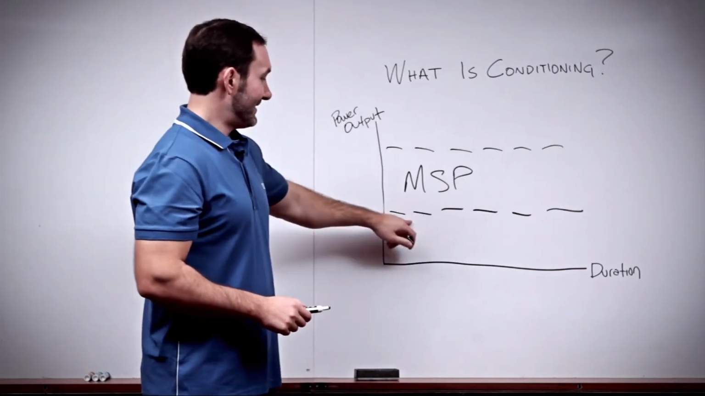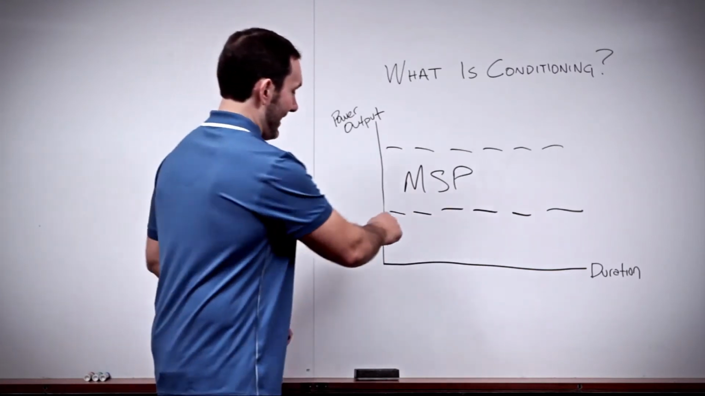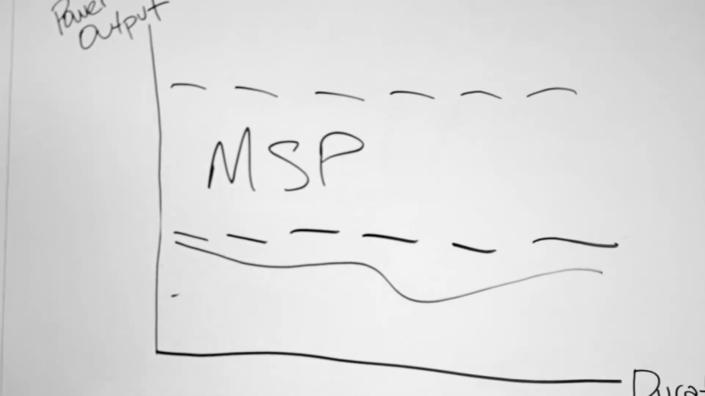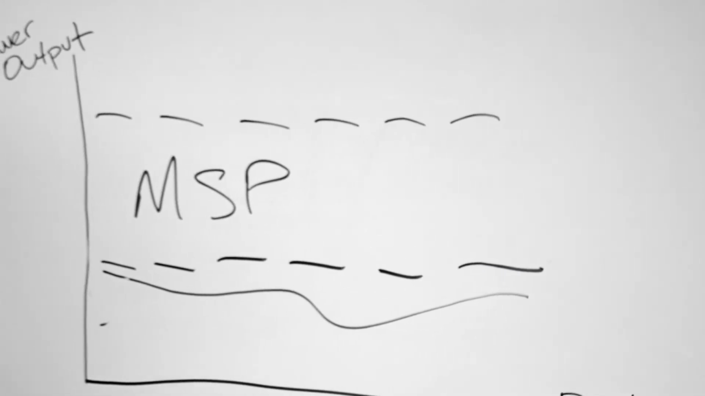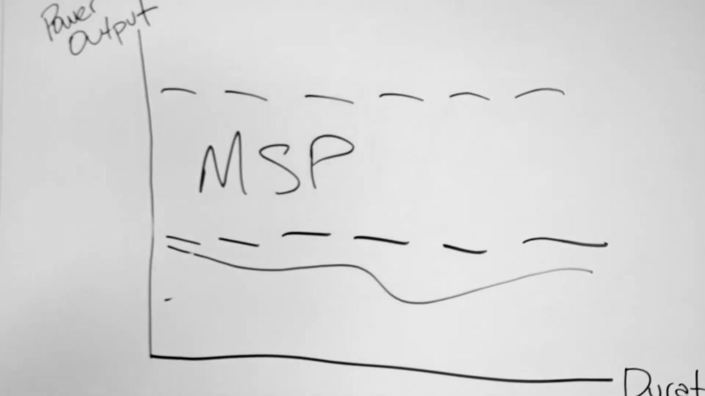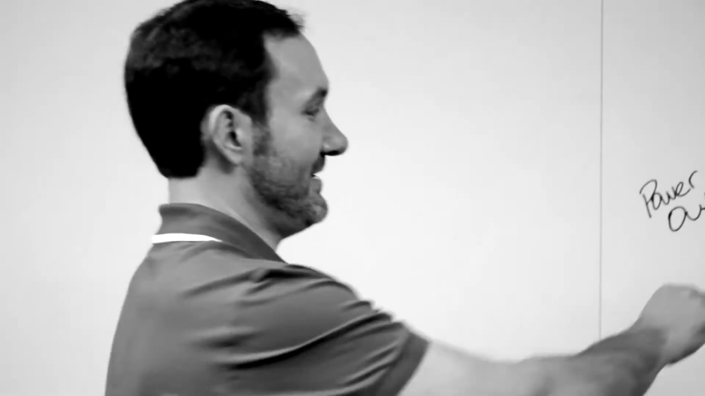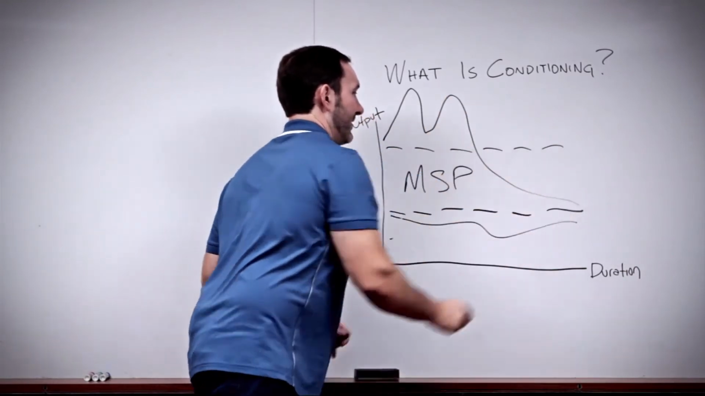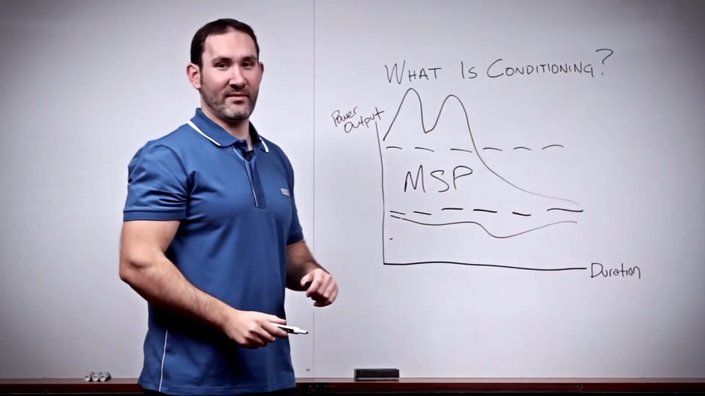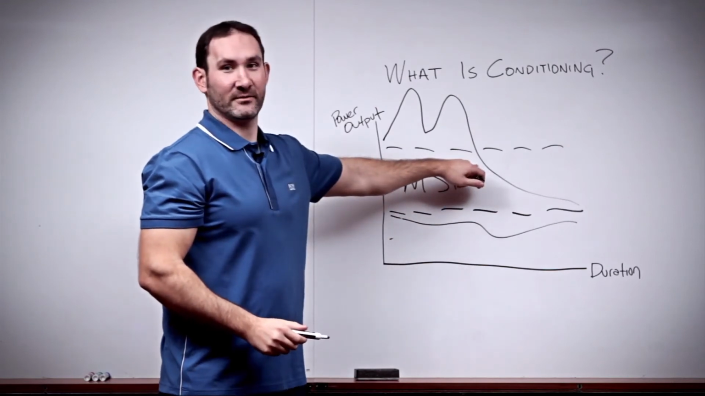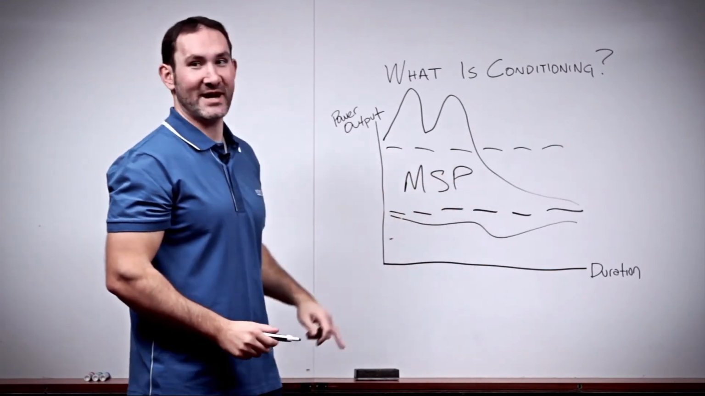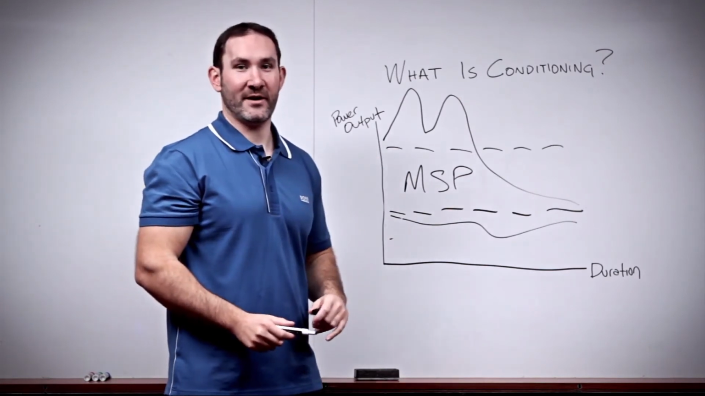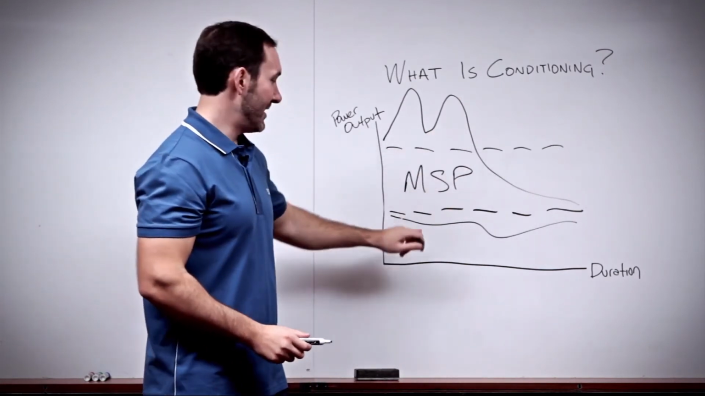So let's say this is this guy's maximal sustainable power, and he operates below that level. This guy is going to be able to maintain that over the course of the event. Now let's say this guy goes crazy and has power output there. He can only do that for so long because he's above his maximal sustainable power before he's going to start to gas out. So even though he was sustaining a much, much higher pace than this athlete, he was above his maximal sustainable power, and he's going to end up fatiguing and gassing out before this guy.